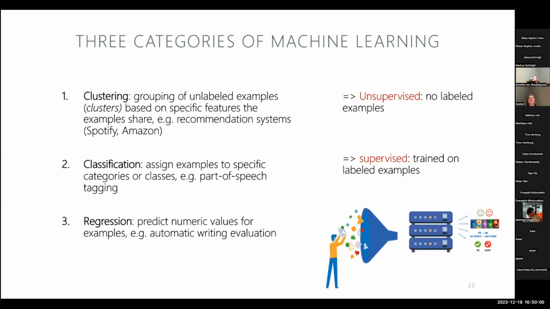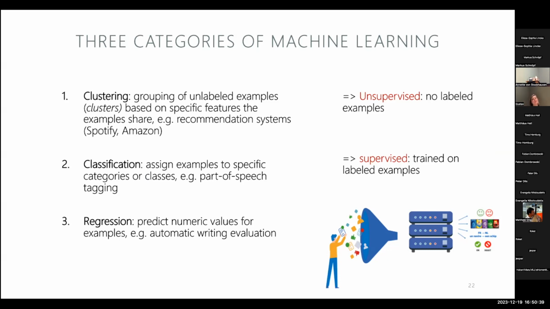Traditionally, we make a distinction between three categories of machine learning. We first have clustering. There we try to group examples because they share certain characteristics. An example of clustering is recommendation systems, such as Amazon and Netflix. You get suggestions based on characteristics they share with things you have already looked at. This is called unsupervised machine learning because you don't need labeled examples. You just look at the characteristics and try to group examples together.